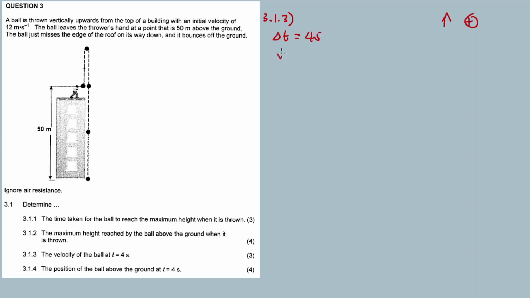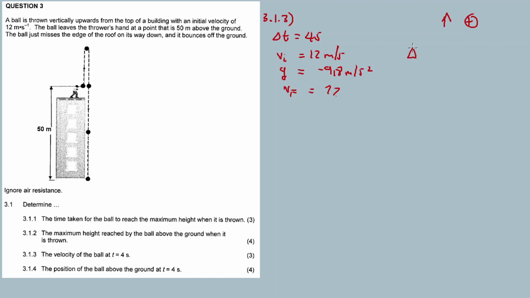What else do we have? It's the initial velocity, 12 meters per second. What else do I have? Oh yeah, g. I have g, which is equal to negative 9.8 meters per second squared. Then I want the final velocity, right? Yeah, the final velocity of the ball at t equal to 4 seconds.